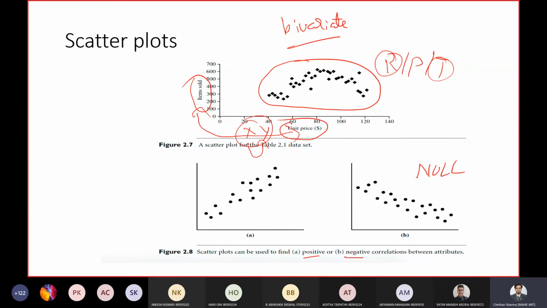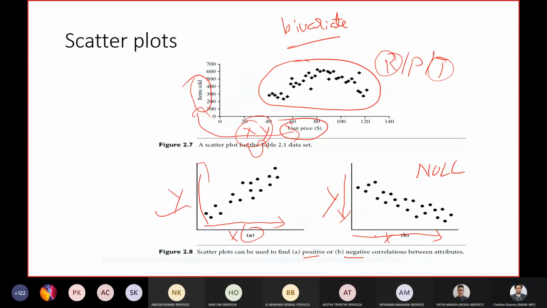Okay. So here in this example, this particular graph, that is A, gives you a positive correlation. Why? Because as you can see, if you consider this as X and Y, as X increases, Y is also increasing. So there is a positive correlation. Here, as X is increasing, Y is decreasing. So there is a negative correlation between the attributes X and Y.